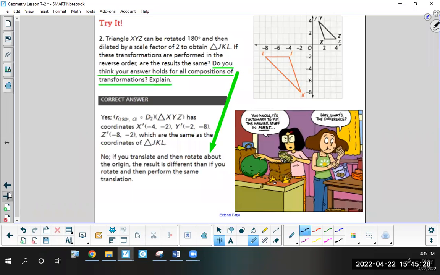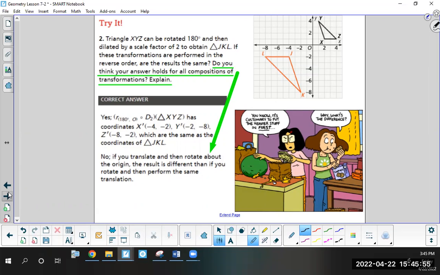All right. So this one, I'm just going to talk about the top part, and then we're going to look at this little cartoon that's on here. So the top one, this was the one that we were talking about being rotated. Do you think your answer holds true for all compositions of transformations? And I want you to look down here. No, if you translate and then rotate about the origin, the result is different than if you rotate and then perform the translation. Okay, so that's going to give you different results.